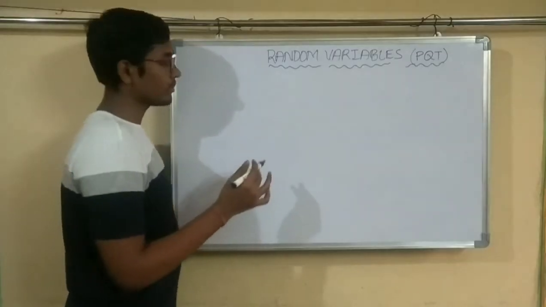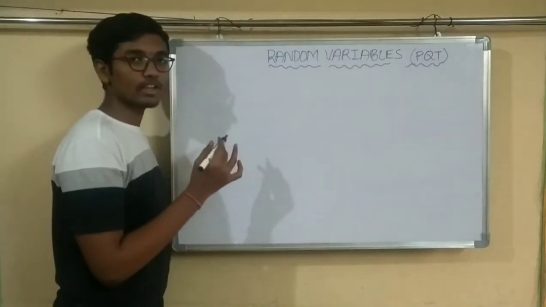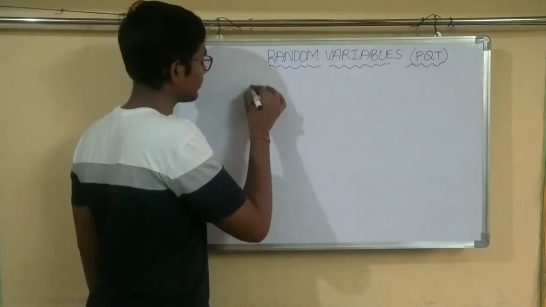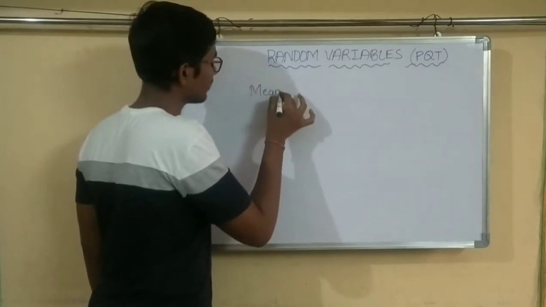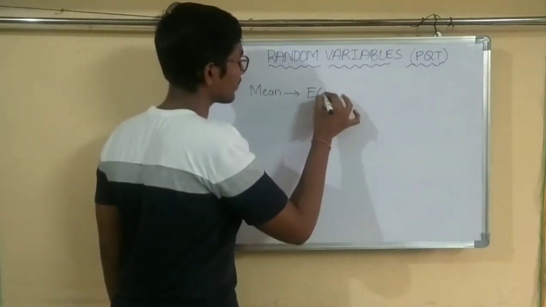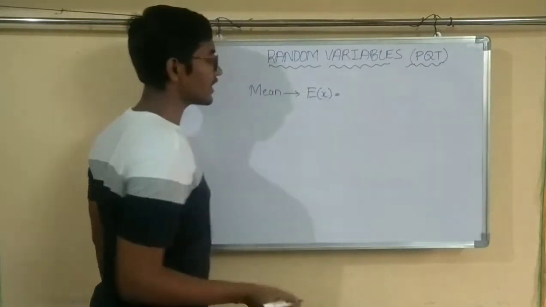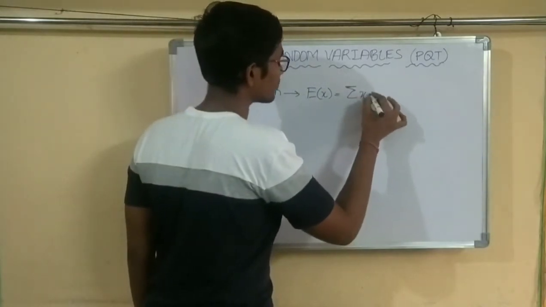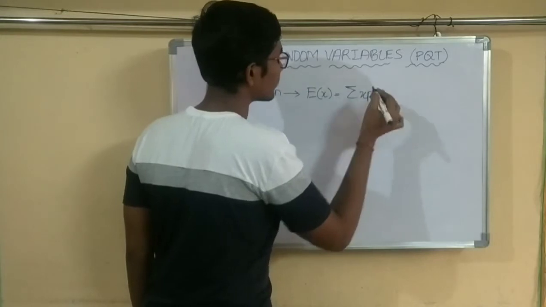Going to the problem, let us remind the mean and variance formulas for a discrete random variable. The mean formula for a discrete random variable is the expectation of x, E of x, equals the summation of x into P of x. That's it.